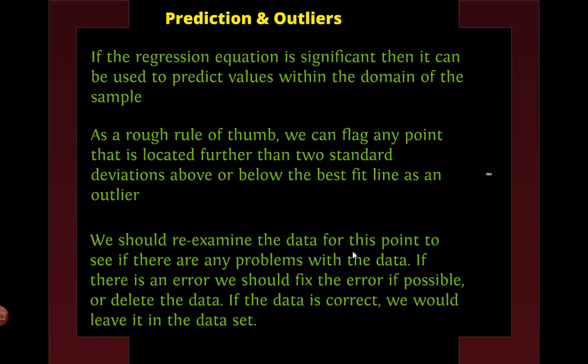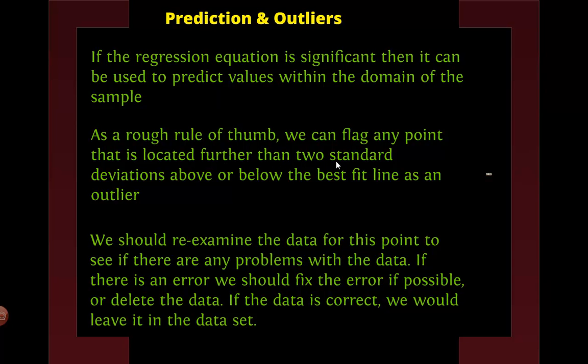So predictions and outliers. For predictions, we don't want to have things outside of our x's. That's what this means by the domain here. The regression equation is significant. It can be used to predict within the domain, so within our range of x's. If my numbers are between 1,000 and 2,000, I can't use my prediction line to guess something that's 3,000. It has to be within the space that I'm looking at.